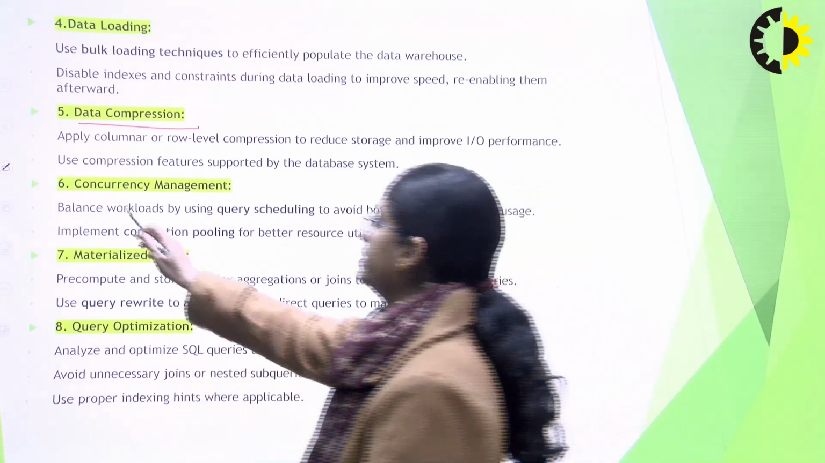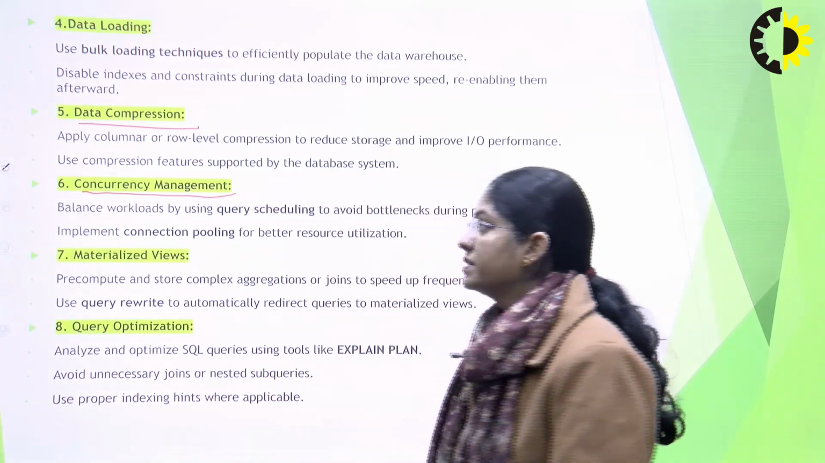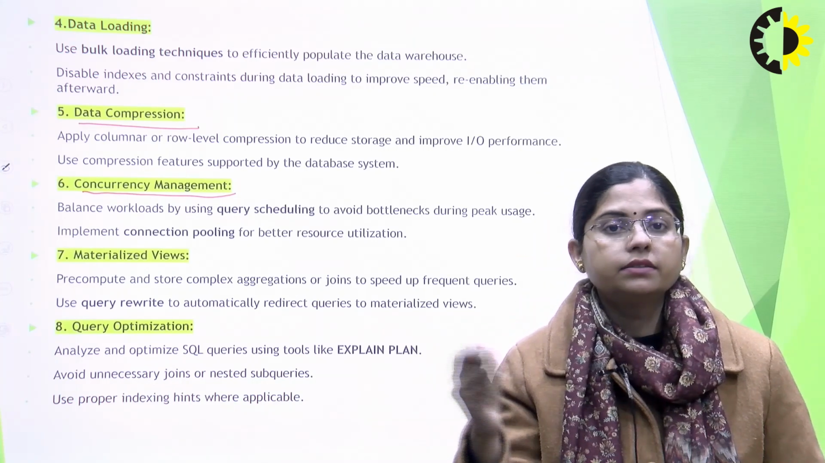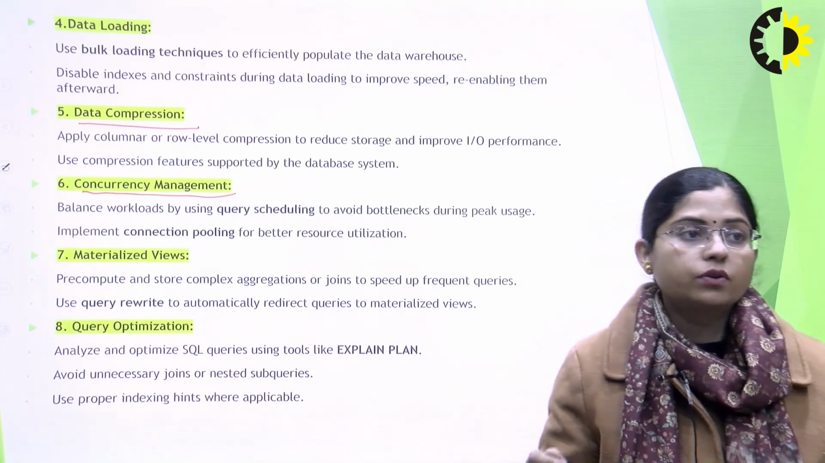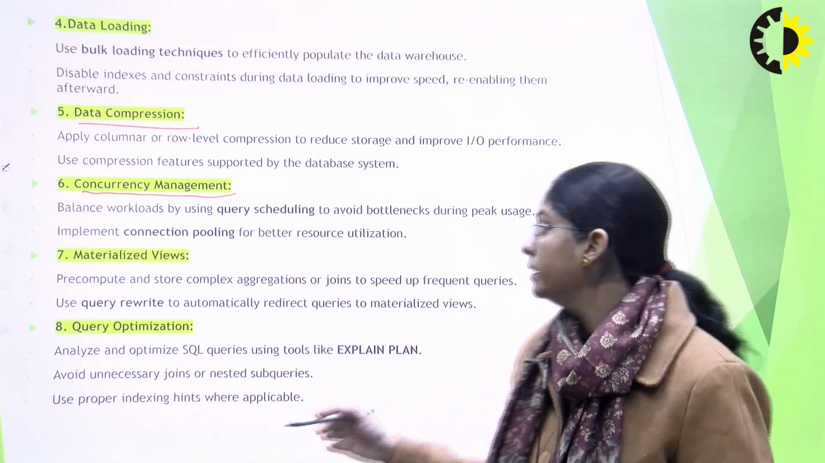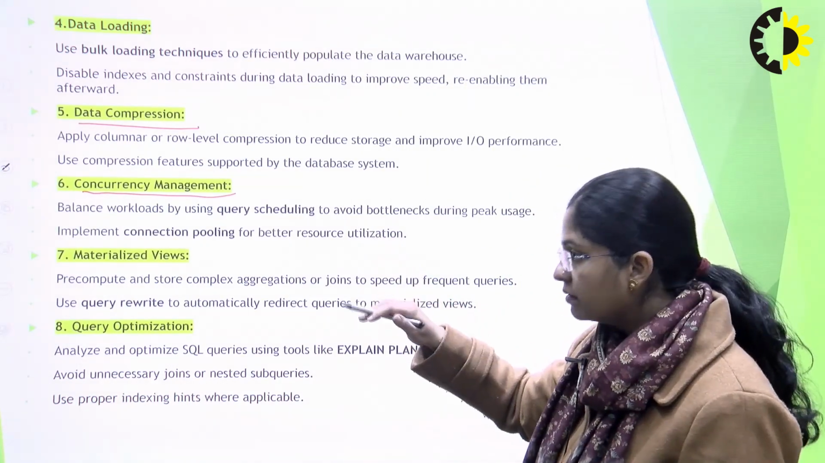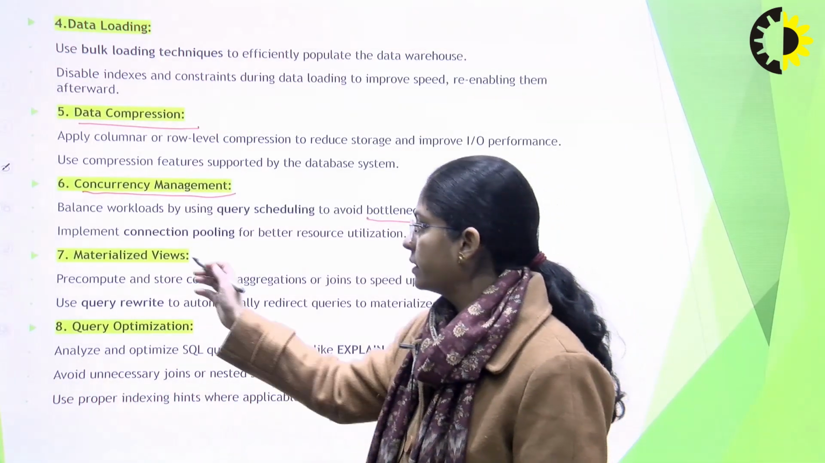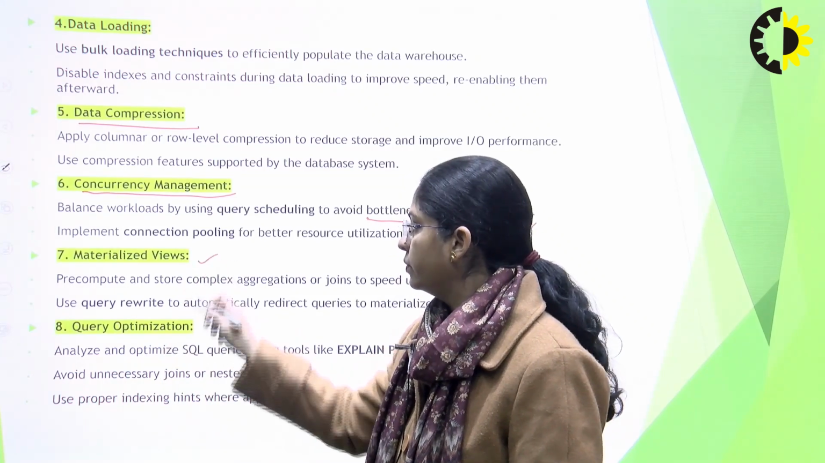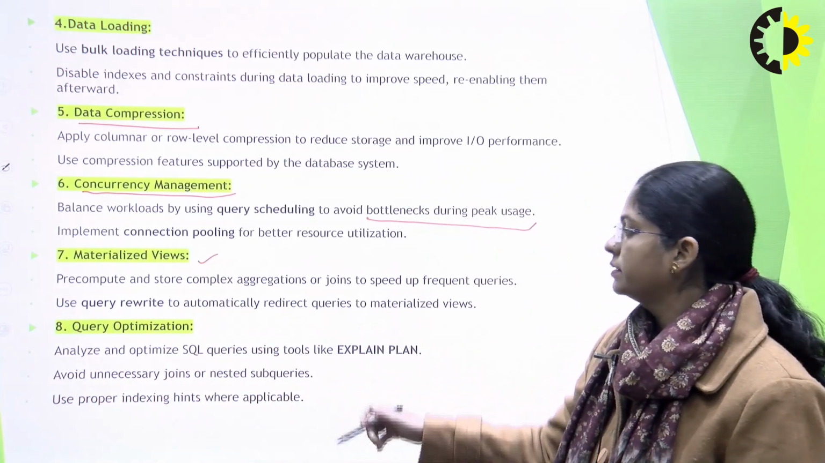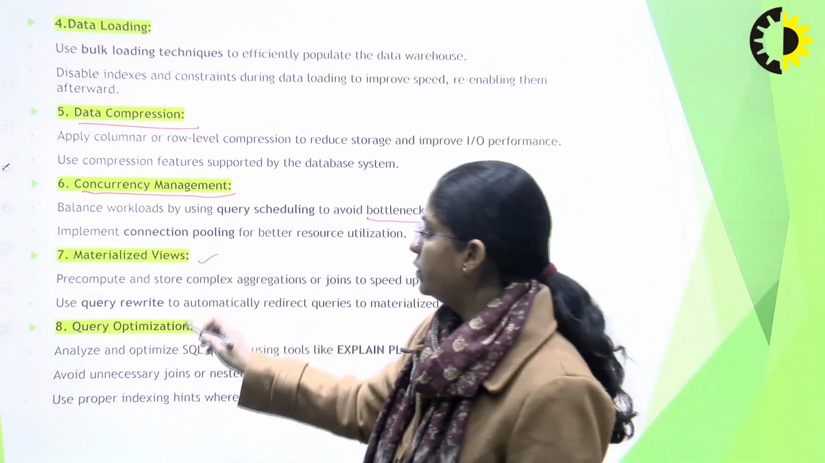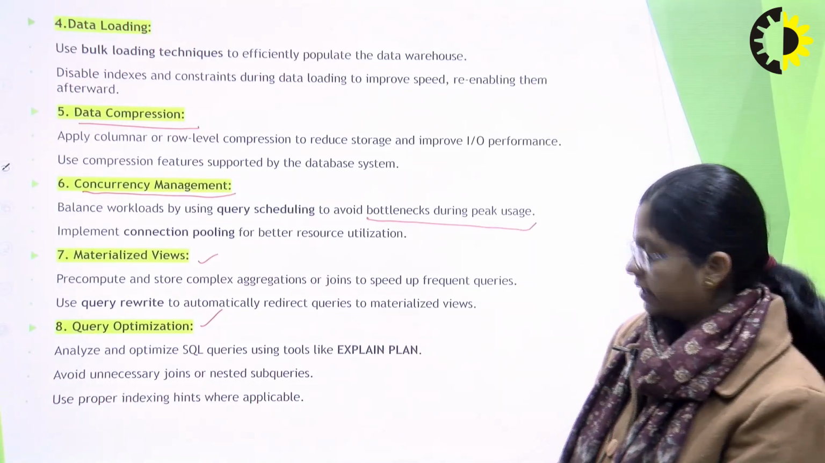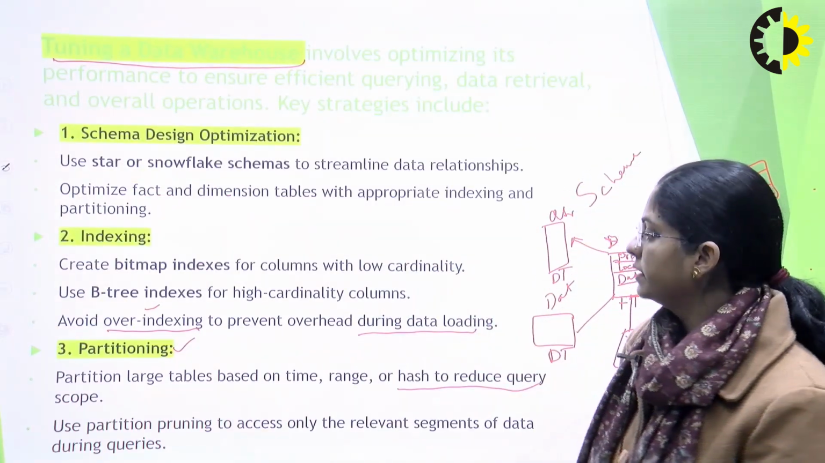Next is concurrency management. What is concurrency management? What do you mean by concurrent? The same thing occurring simultaneously. So balance the workload by using query scheduling to avoid bottlenecks during peak usage. Materialized view, pre-compute and storage. So these are materialized views and query optimization. These are the contexts regarding tuning the data warehouse.